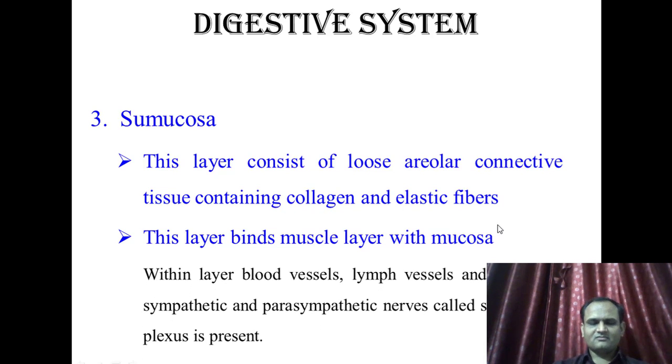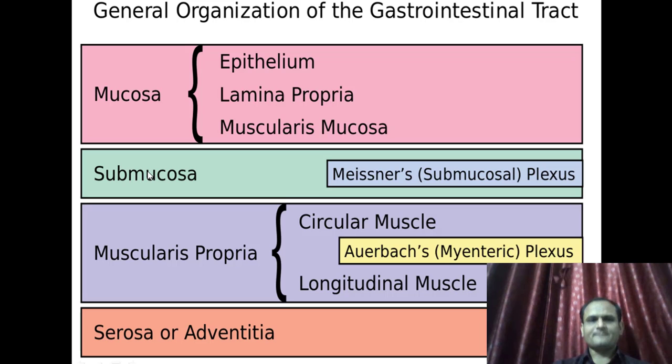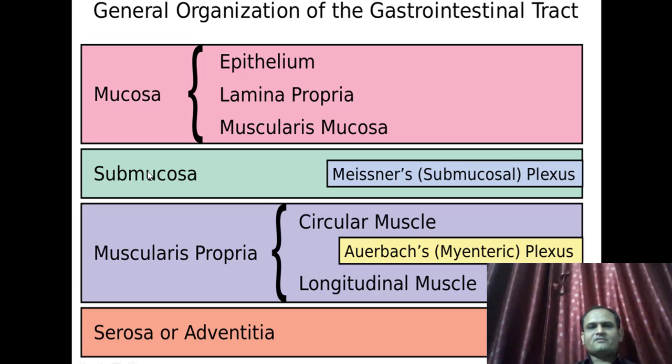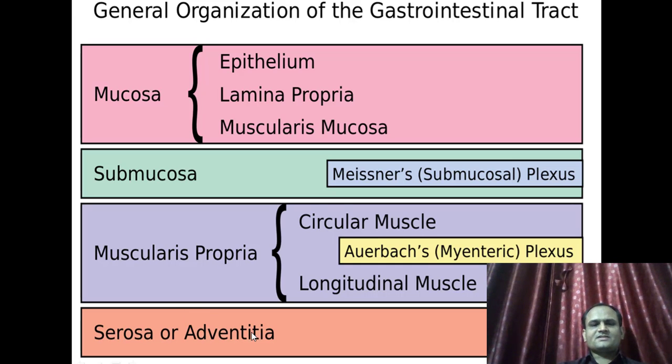What is present now? As I discussed earlier, a large number of blood vessels, lymph vessels, and the plexus of sympathetic and parasympathetic nerves called the submucosal plexus is present within the submucosa. Here again for you, serosa or adventitia, the outermost layer, correct. Then the muscle layer made up of longitudinal muscles and circular muscles. A plexus of nerves is present, known as the mesenteric plexus, also known as Auerbach's plexus.